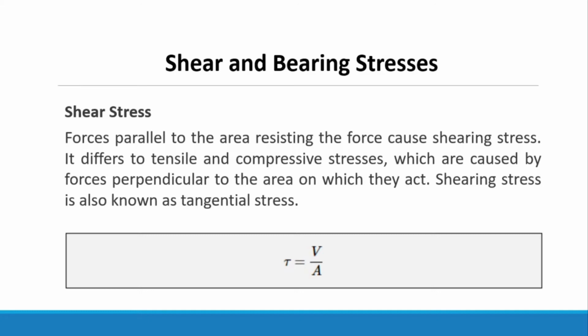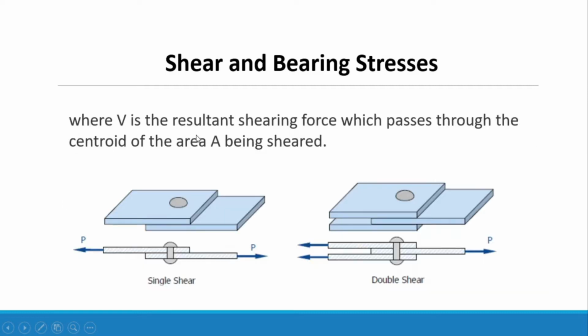Another simple stresses are shear and bearing stresses. For shear stress, forces parallel to the area resisting the force cause shearing stress. It differs from tensile and compressive stresses, which are caused by forces perpendicular to the area on which they act. Shearing stress is also known as tangential stress, and the formula for shear stress, tau, is equal to V over A. V is the resultant shearing force which passes through the centroid of the area A being sheared.